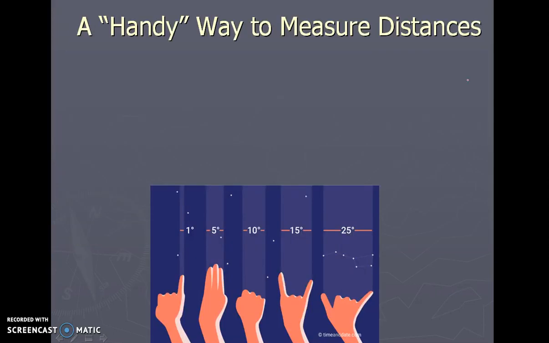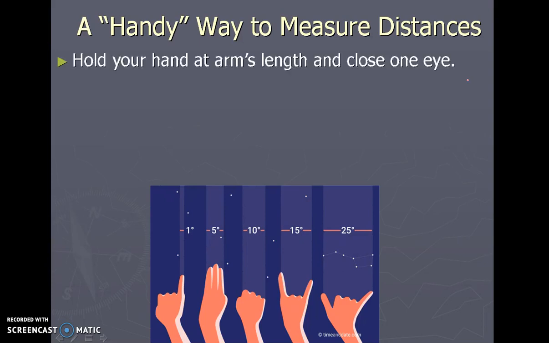Now there's a pretty handy way to measure distances. You can actually use your hand for it. So what you want to do is when you look at objects in the sky, you want to hold your hand at arm's length and close one eye.